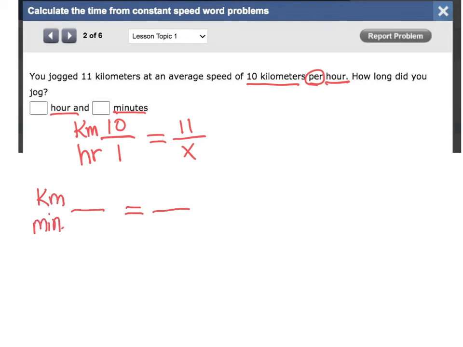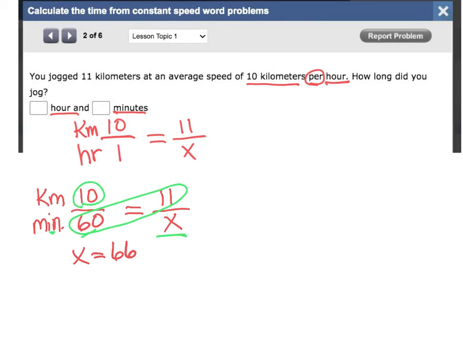This is an easy conversion for me to do because I know if I can run 10 kilometers in 1 hour, I could actually jog 10 kilometers in 60 minutes because there are 60 minutes in an hour. When I put my 11 kilometers over there and cross multiply and divide, I get x equals 66. Remember, because I've cross multiplied and divided, 60 times 11 divided by 10, my x is in minutes.